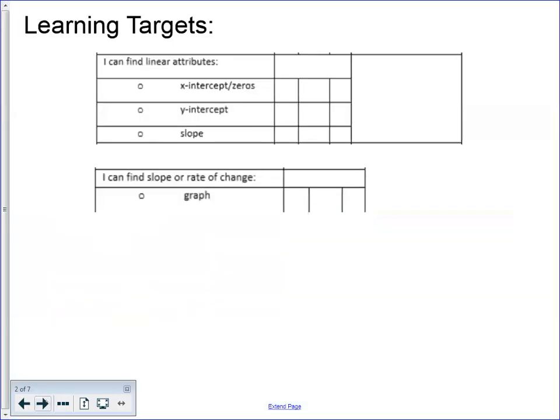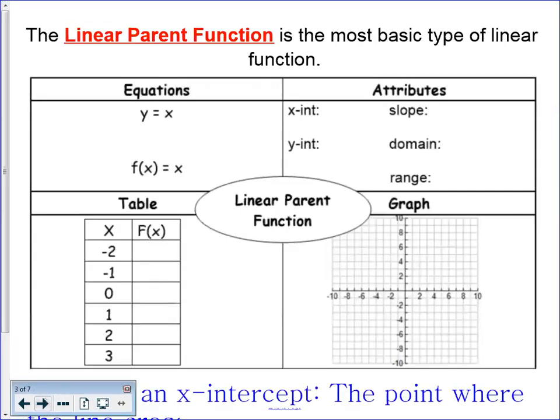Today, our learning targets are that we're going to be able to find the linear attributes, x-intercepts, y-intercepts, slope, and that we can find the rate of change, all of this from graphs. So first thing we need to do is learn about the linear function. A linear parent function is the most basic type of linear function. The linear function is this equation right here or this equation.